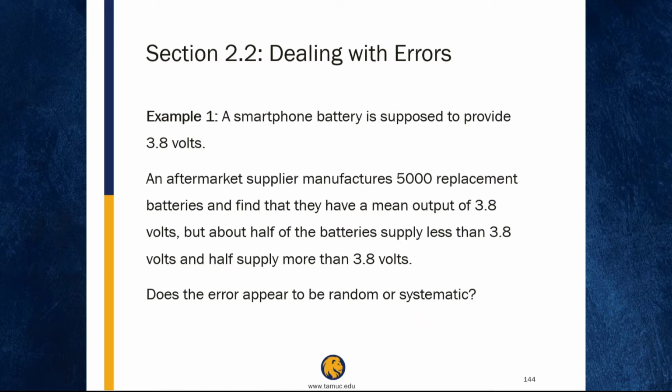So here's an example to consider. A smartphone battery is supposed to provide 3.8 volts. An aftermarket supplier manufactures 5,000 replacement batteries and finds that they have a mean output of 3.8 volts. But about half of the batteries supply less than 3.8 volts, and around half supply more than 3.8 volts. Does this appear to be a random or systematic error?